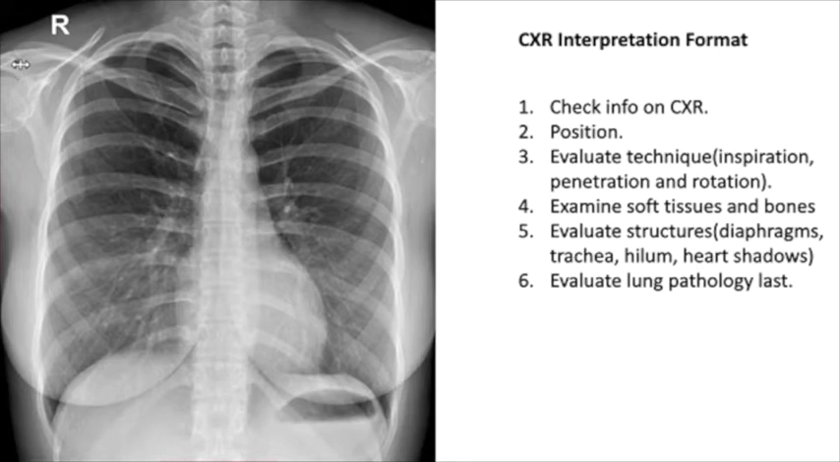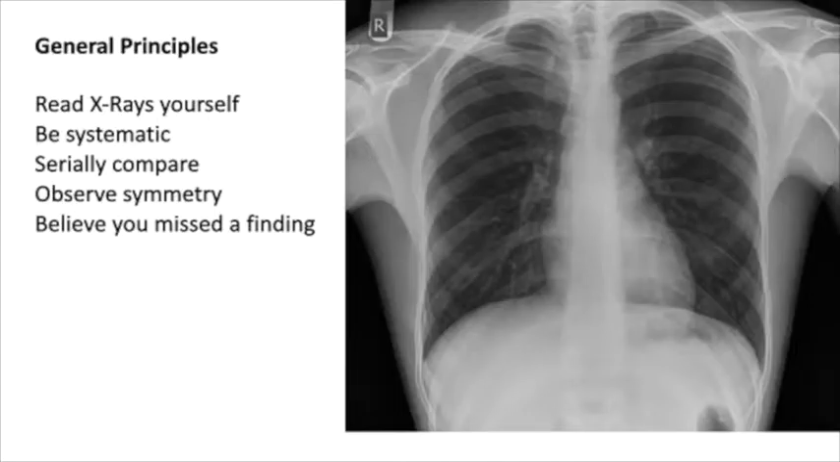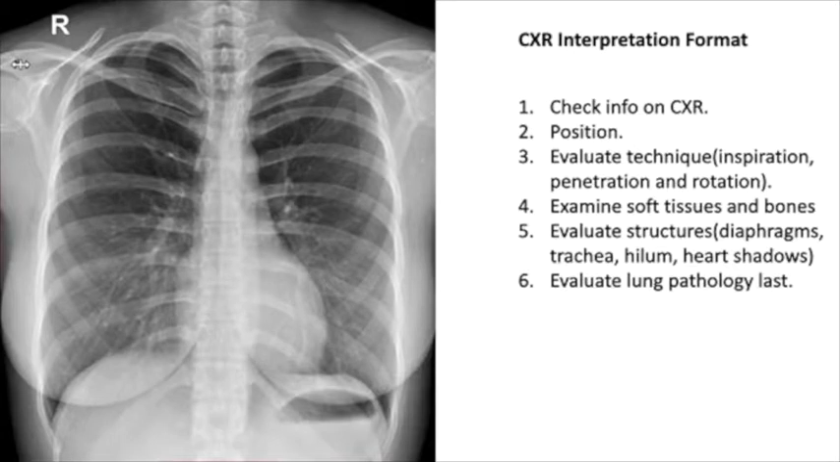Okay, so remember, you have to apply these general principles with X-rays, and then you have to read the principles specific for chest X-ray. It's very important for you to know. So first, check the info. You have to look at the position. Evaluate the technique: inspiration, penetration, and rotation. Examine the soft tissue and bones, and evaluate structures. And evaluate lung pathology last.